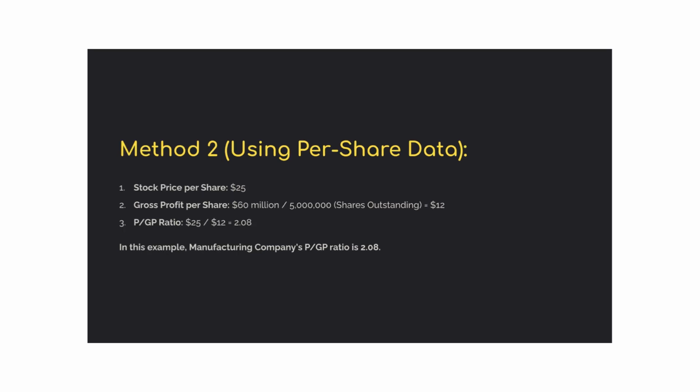Method 2, using per share data: stock price per share $25, gross profit per share $60 million divided by 5 million shares outstanding equals $12. PGP ratio: $25 divided by $12 equals 2.08. In this example, the manufacturing company's PGP ratio is 2.08.